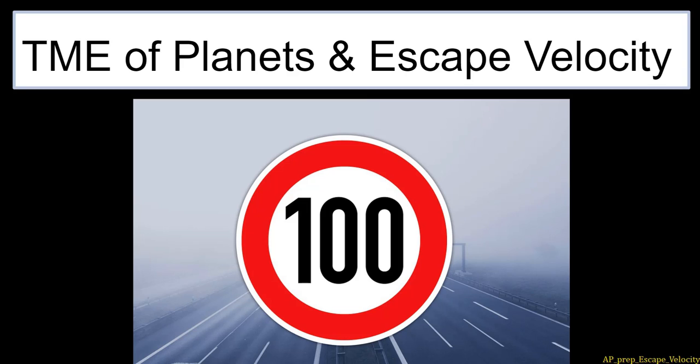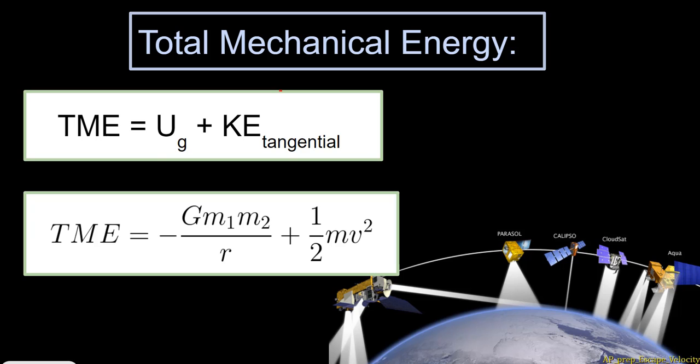All right, folks, this is a much shorter video on the total mechanical energy of planets and something called escape velocity. So you will escape this play closet, I promise, and you won't have to run at 100 miles an hour.